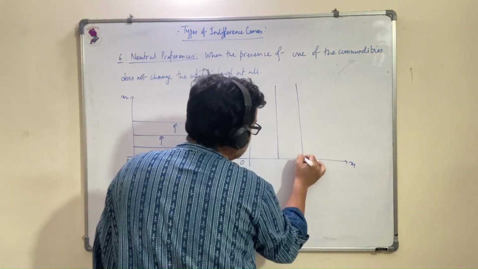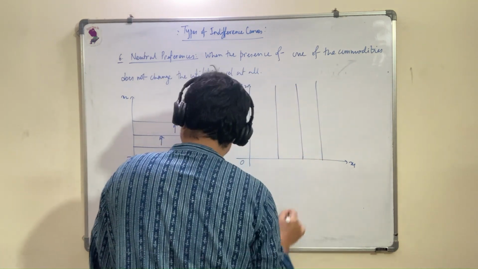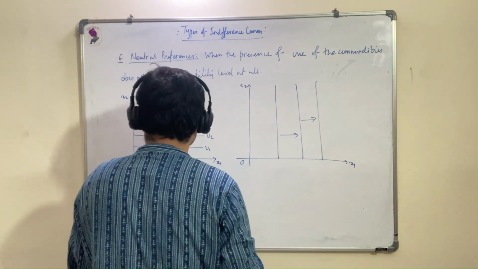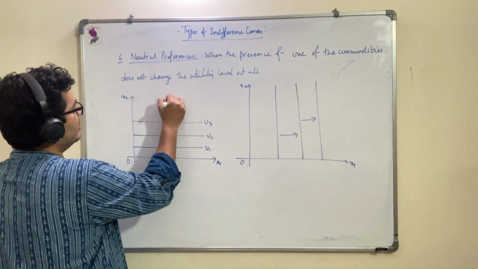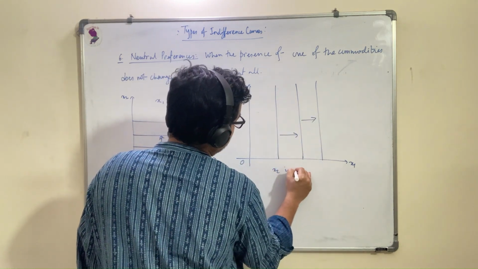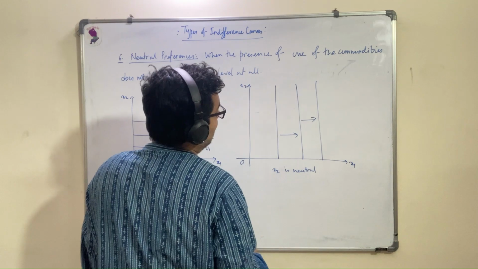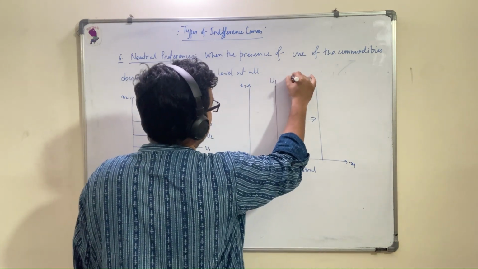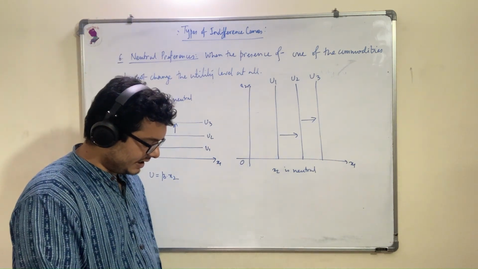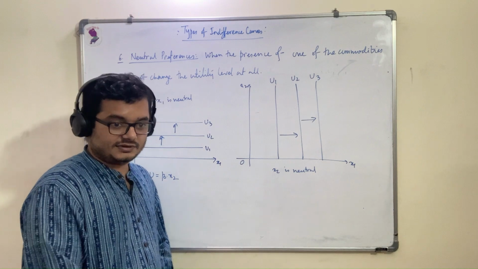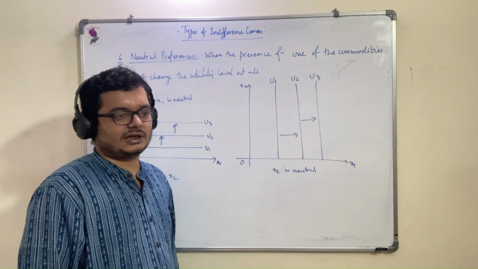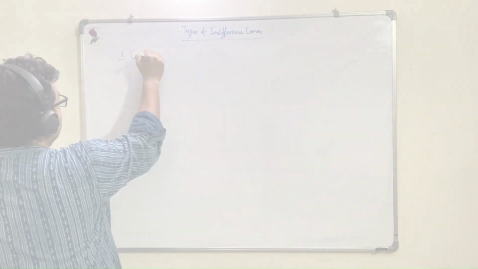The opposite scenario is this. So your utility will increase in this direction. Here we will write x1 is neutral. Here x2 is neutral. And u1, u2, u3. You can understand, it's very simple. Okay, so next we will move on to concave. That means you like them, but you don't like them together that much. Concave preferences.